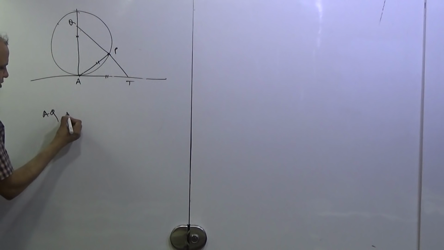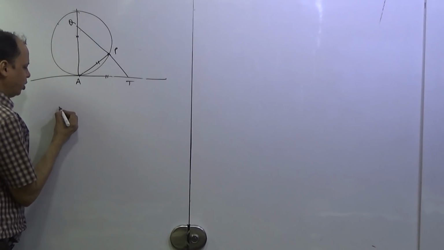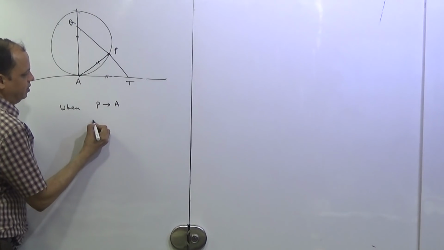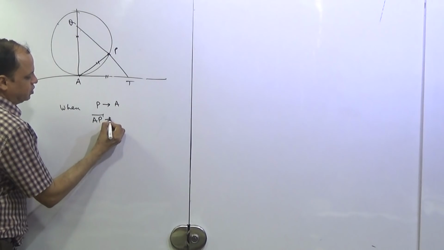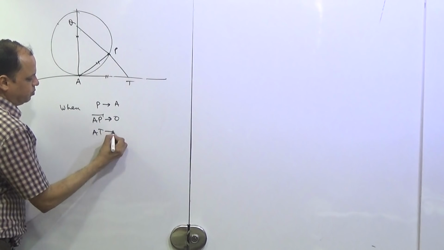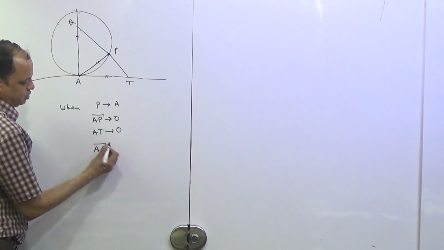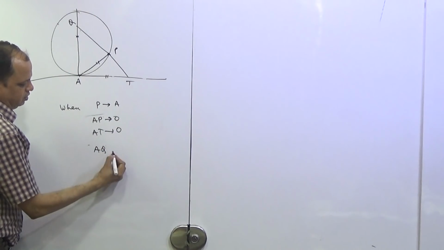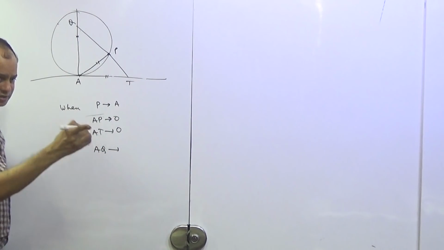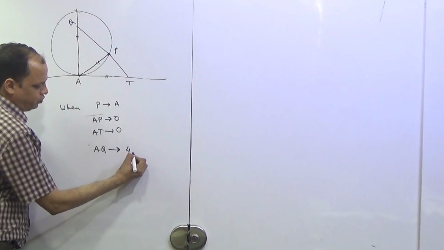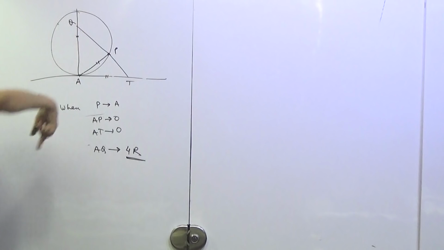I will write it properly. When P is approaching towards A, AP approaching towards 0, AT is also approaching towards 0. He's asking us to prove that AQ approaches double the diameter, that is 4R, if R is the radius.